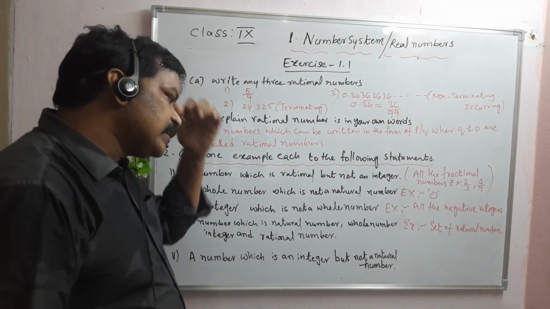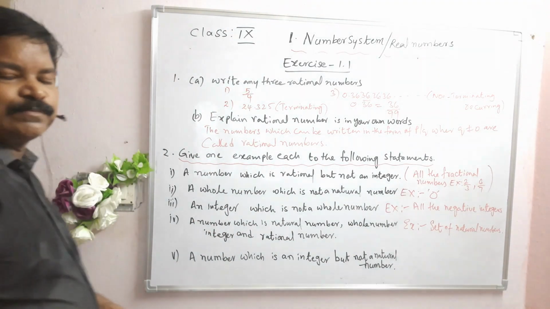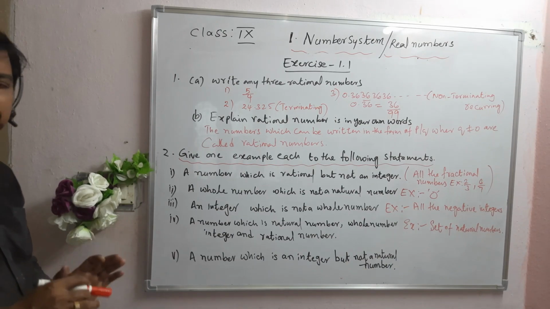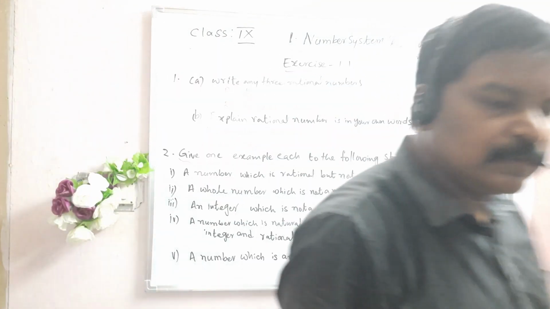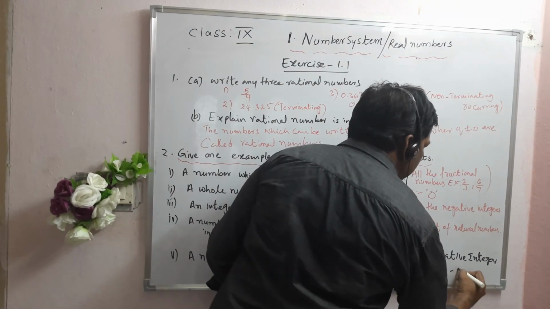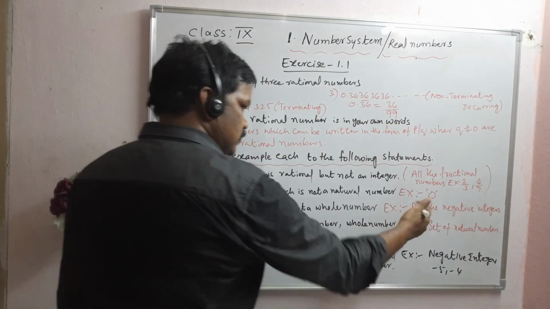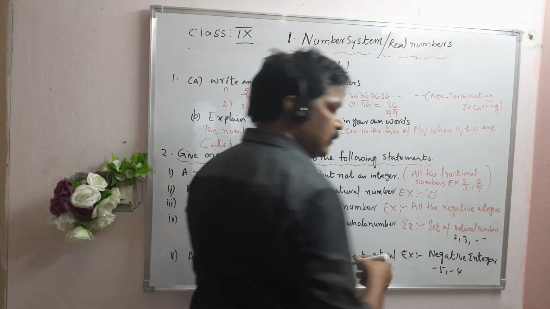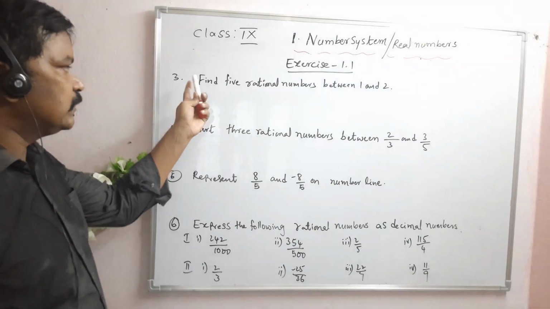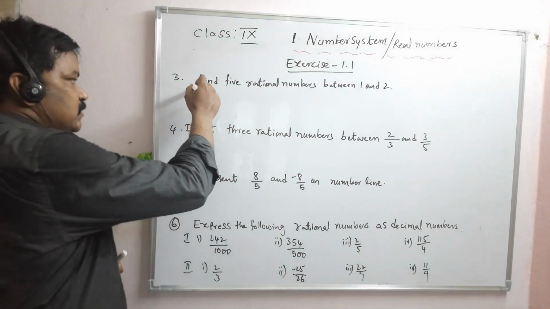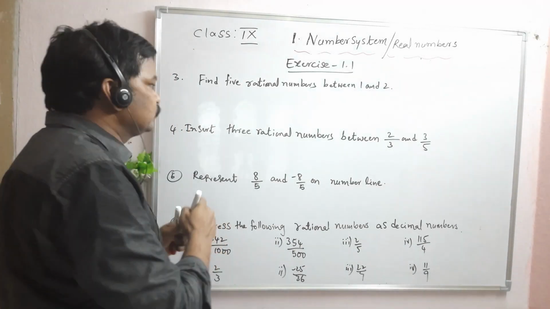Last one. A number which is an integer but not a natural number. Example, -5, -4, something like that. For this one also, natural numbers 2, 3, and so on, you can give like that. Right. Third sum in exercise 3.1, for AP students.